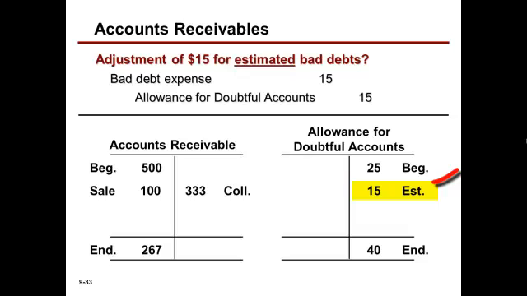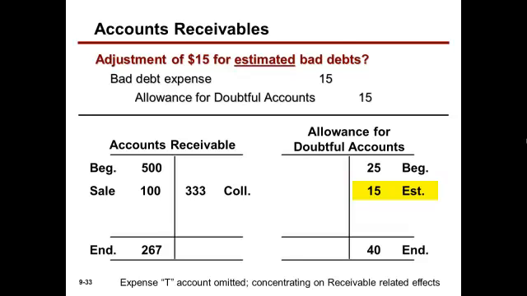How does that affect our T accounts? It increases our allowance for doubtful accounts, the credit balance, from $25 to $40. That increase in the allowance account, that credit increase, brings the net value of receivables down. Again, we're not showing all the T accounts here, just those concentrating on the receivable-related effects.